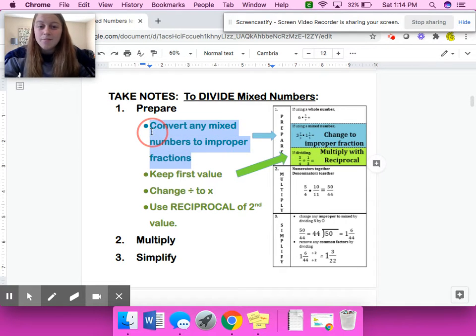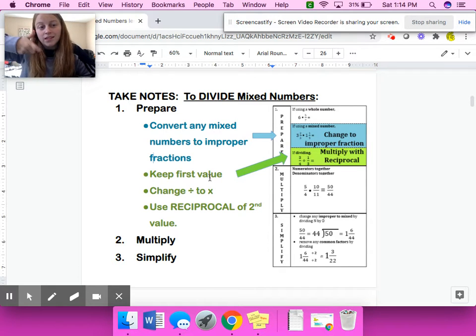We convert any mixed numbers to improper fractions. And then if dividing, this third little box up here, remember we multiply by the reciprocal. So we keep that first value, change division to multiply, and flip our second fraction over using the reciprocal. Then we multiply and we simplify. So prepare mixed numbers to improper, multiply by the reciprocal, and now we're ready to multiply and simplify.